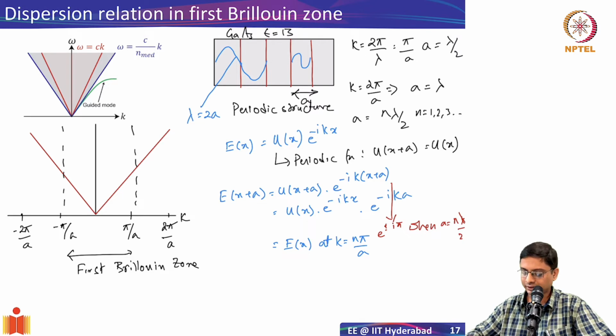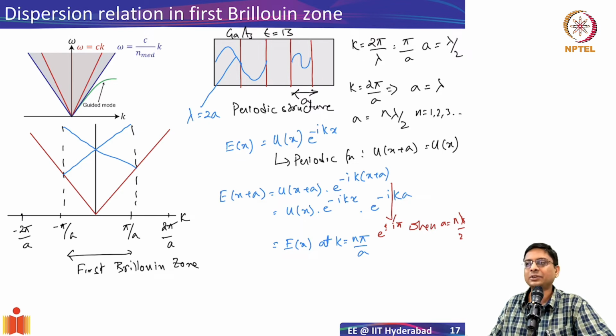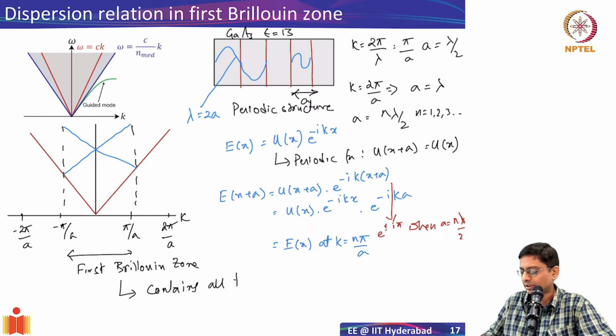So what I'll draw is this. I can bend my dispersion now. You can have a scenario like this. So instead of the dispersion relation extending out into all space, I'm going to have dispersion only in the first Brillouin zone, and that gives me all possible data that I need. Okay. So this contains all the information about wave propagation.